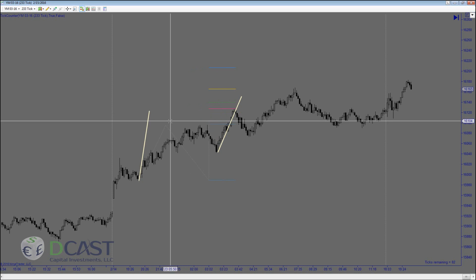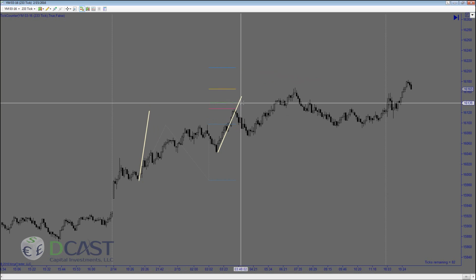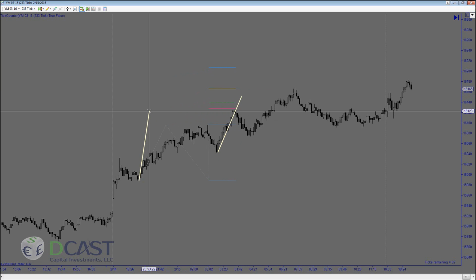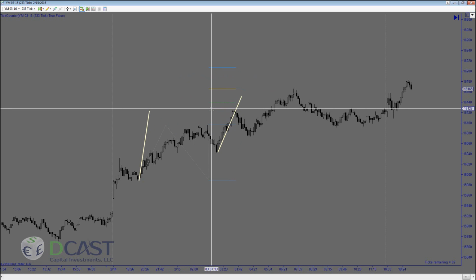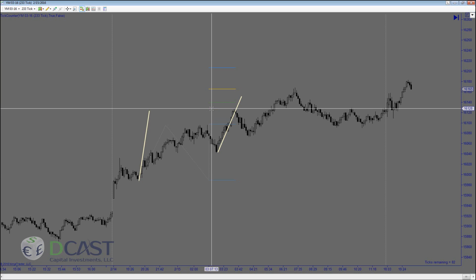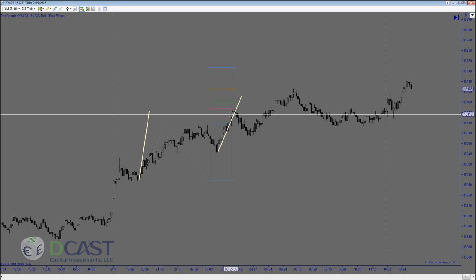The next thing I want to do is find these harmonic termination points and understand the relationship between the one-to-one extension, the one-to-one completion, and the Fibonacci extension. Find that confluence between here and here to help me understand where that correction is likely to come in.